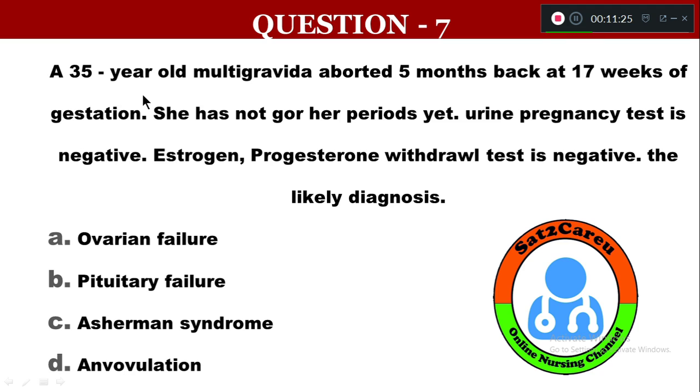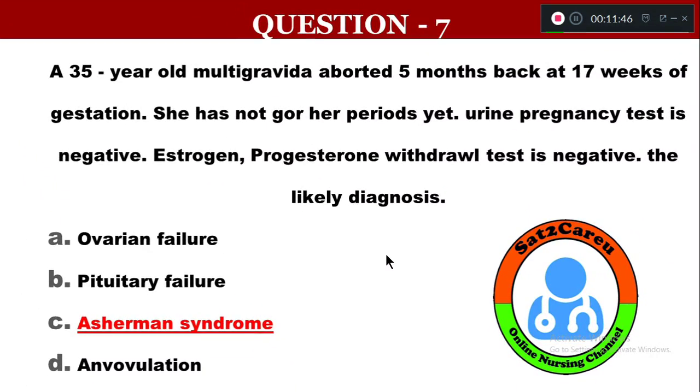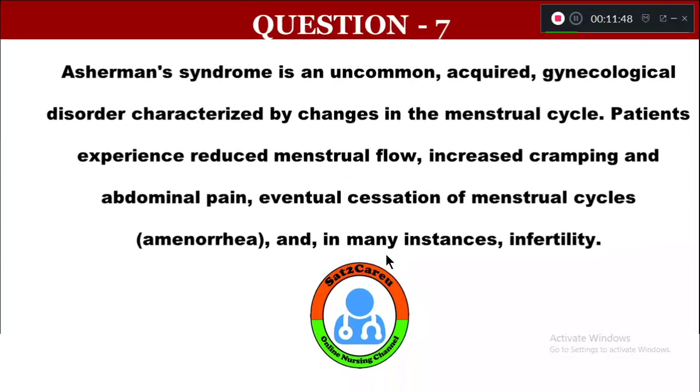So here a 35-year-old multigravida mother who aborted 5 months back at 17 weeks of gestation has not got her periods yet, but the urine pregnancy test is negative, and the estrogen progesterone withdrawal test is also negative. The likely diagnosis is option C, Asherman syndrome. The rationale, very simple.